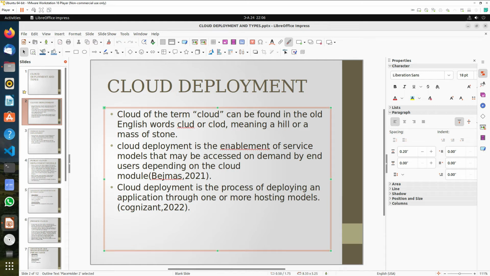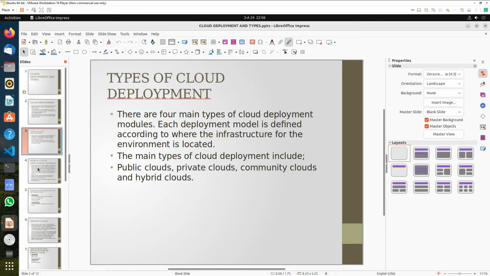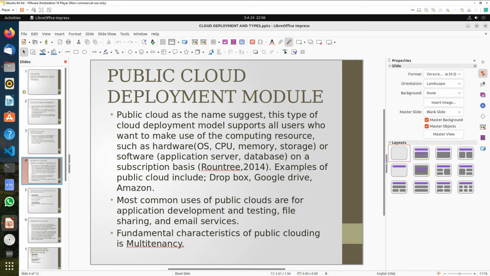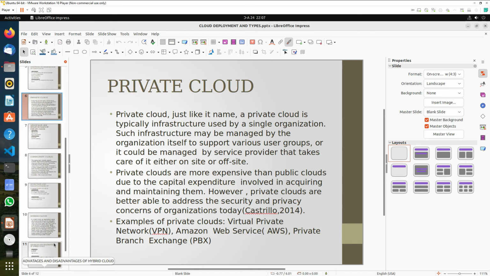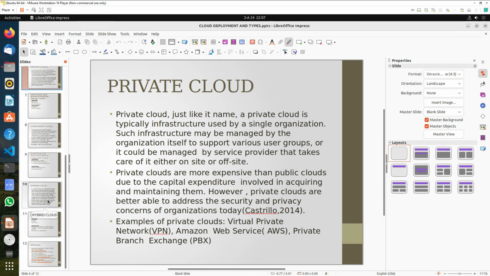There's public cloud deployment and there's private. Public is you launching it into the public cloud, and as the name suggests, public deployment supports all users wherever you are. Everyone can have access to it. That's basically what the public cloud is, whereas a private cloud is just for an organization. So before you can have access to it, you have to be an authorized user, and you have to be granted access before you can have access to it. That's basically what cloud deployment is all about.